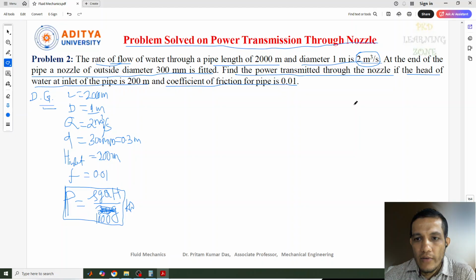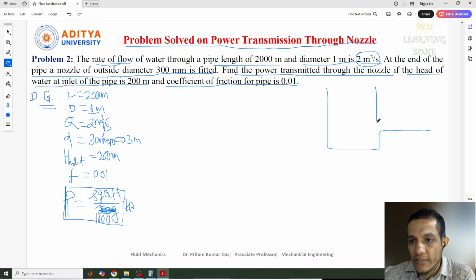Before going to solve, let's draw the diagram for this. The diagram will be like a container. From this container, the fluid is flowing through the pipe, and at the end of the pipe a nozzle is fitted. Here this is the level of the fluid present in the tank or reservoir. This reservoir is a huge container, so the volume of this container will be very large.